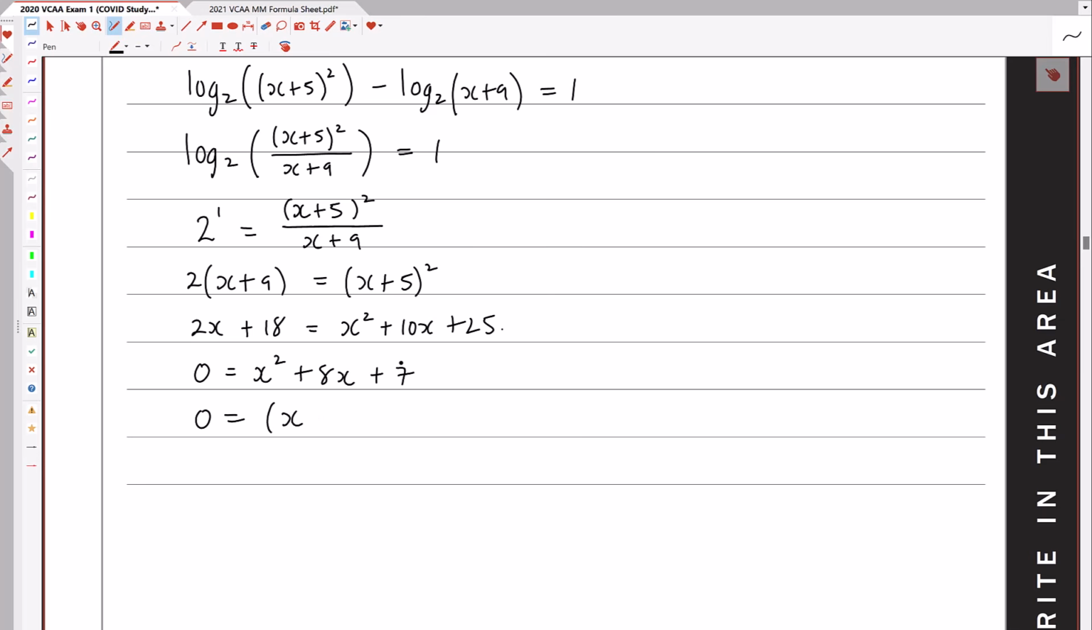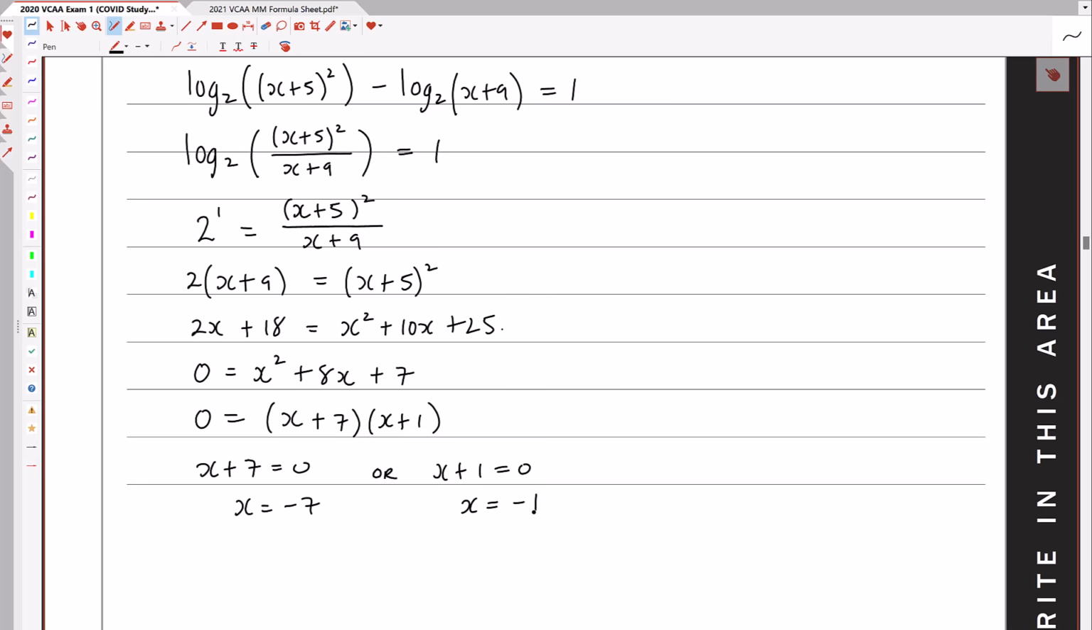Factors of 7 that add up to 8 is going to be plus 7 and plus 1. And so then we get either x plus 7 equals 0, which means x equals negative 7, or we get x plus 1 equals 0, and so x equals negative 1.